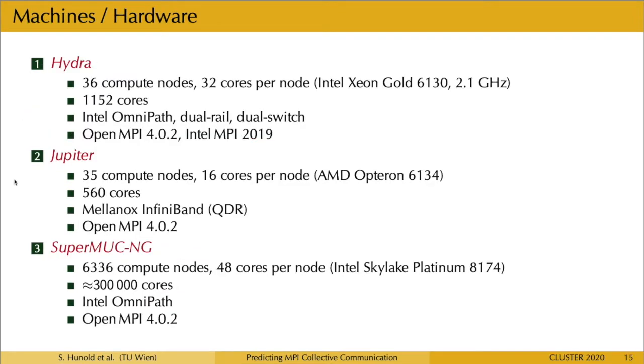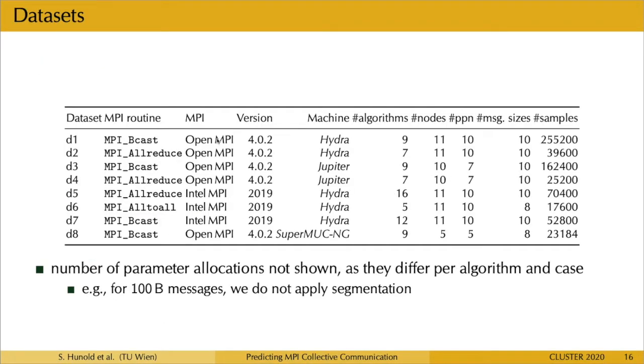So we were experimenting on 3 different machines. 2 of them, the 2 upper ones here, are machines at the Vienna University of Technology, and the other one here is the SuperMUC-NG in Munich. This is the overview of all the data sets. We were looking into broadcast, allreduce, and all-to-all, because allreduce is the most commonly used operation. That's why we are using it here with OpenMPI and IntelMPI. And broadcast is interesting because it has many different algorithms. Usually the most algorithms are implemented for broadcast and allreduce.